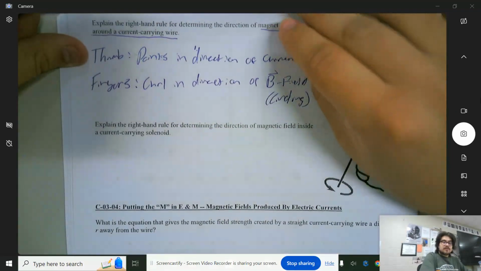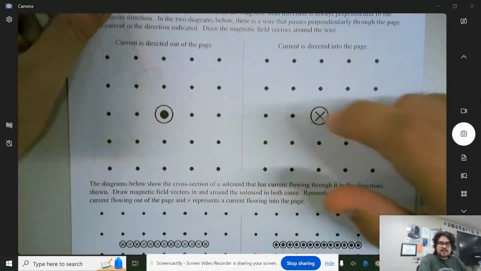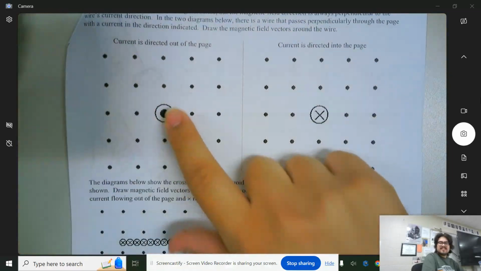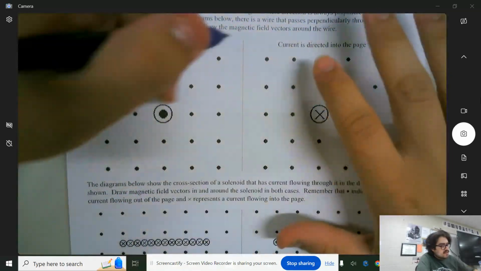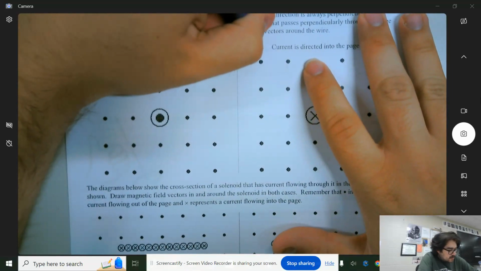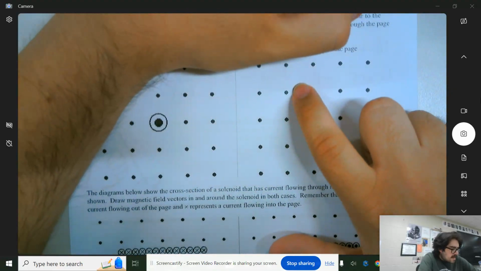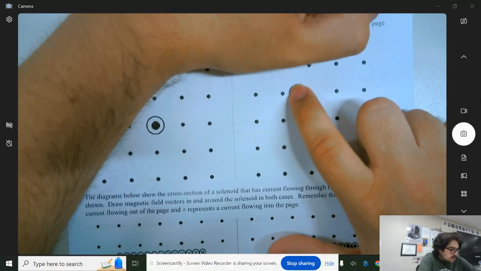Okay, so let's do an example. By the way, this type of notation, you're going to see this dots and X's notation. When we say that there's a dot, that is out of the page, and the X's mean into the page.